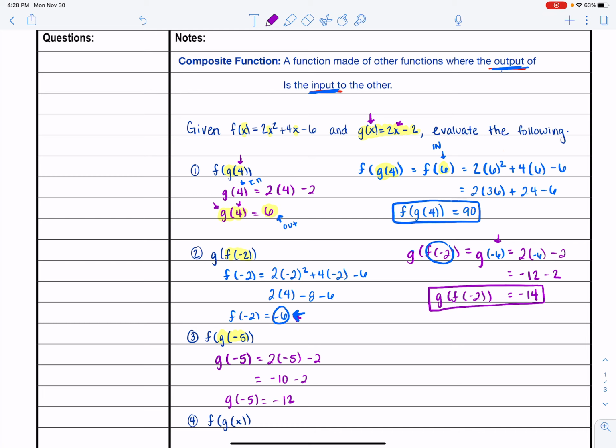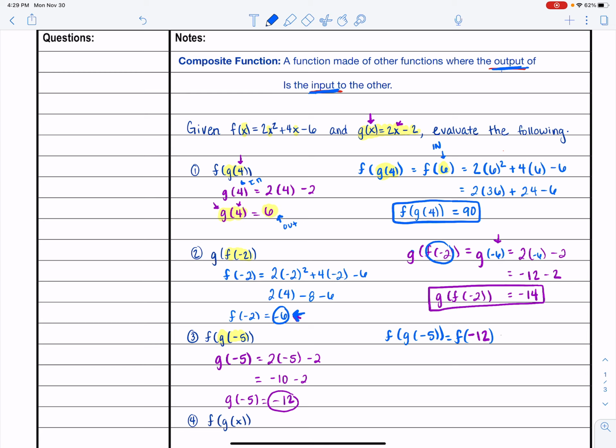Okay, now that is the output I got for g. It needs to become my input for f. So if I'm finding f of g of negative 5, I just found that g of negative 5 is negative 12. So I'm really finding f of negative 12.